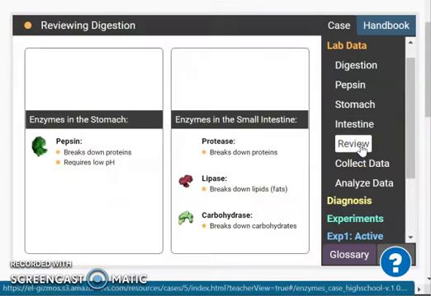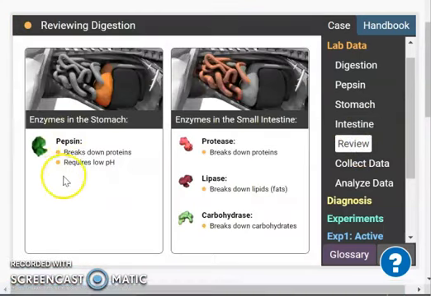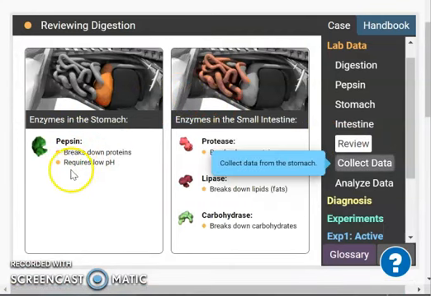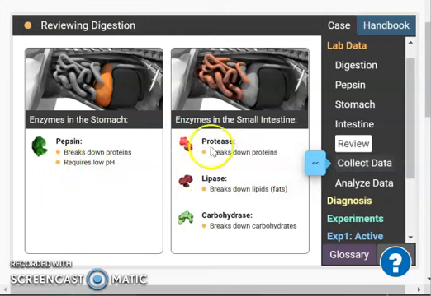Let's review. The enzyme in the stomach was pepsin. It breaks down proteins and requires a low pH. We then have, in the small intestine, protease that breaks down proteins, lipase that breaks down lipids, and carbohydrase that breaks down carbohydrates. Now, let's go ahead and collect some data.